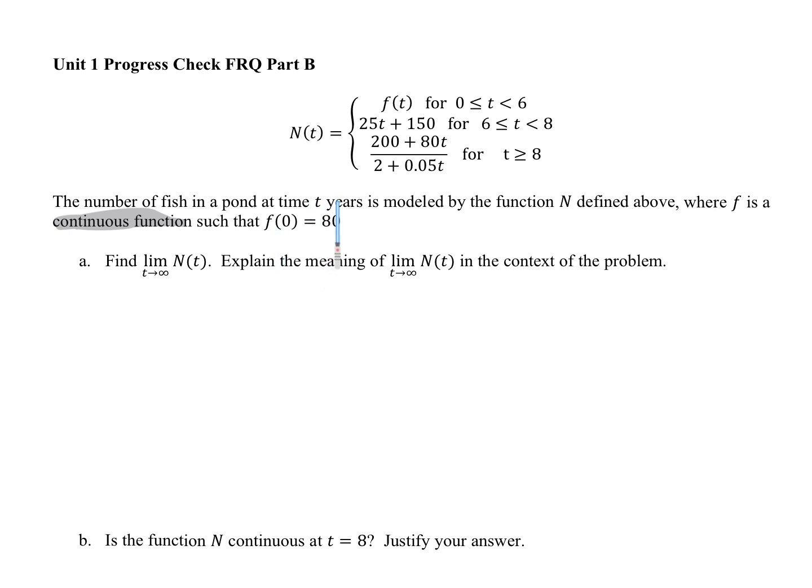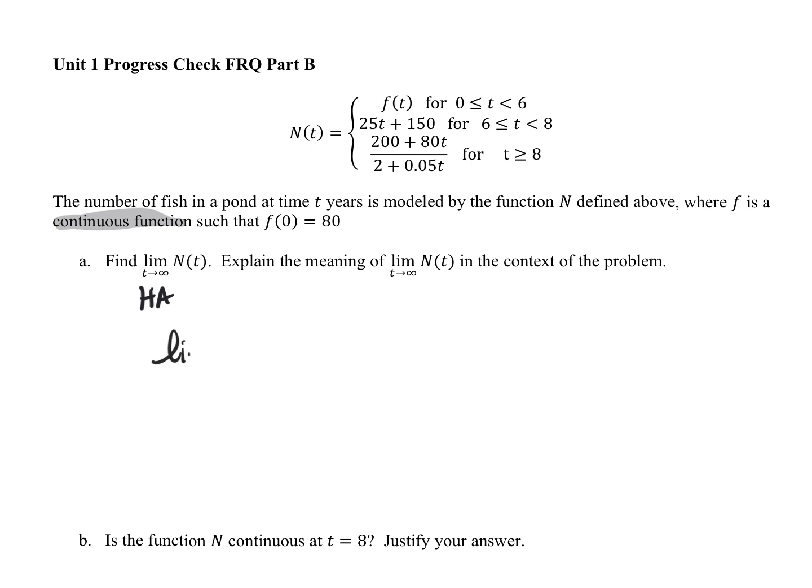And f of 0 is 80. So at 0 years, what do we have? 80 fish in the pond, right? At 0 years, we had 80 fish. That's a fun fact there, okay. Find the limit as t goes to infinity. This is asking for that horizontal asymptote, right? Of n of t. You guys, if t goes to infinity, do you think we want to look at the top, middle, or bottom function? The bottom. Infinity is bigger than 8, right? So I'm going to look at this bottom one.